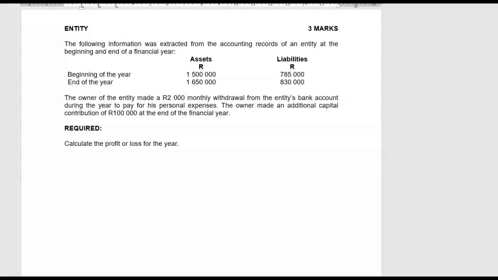The owner of the entity made a 2,000 Rand monthly withdrawal from the entity's bank account during the year to pay for his personal expenses. The owner made an additional capital contribution of 100,000 Rand at the end of the year.